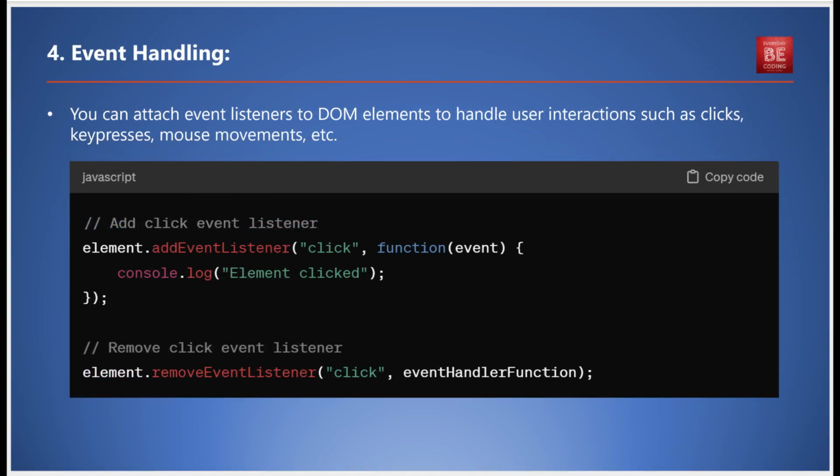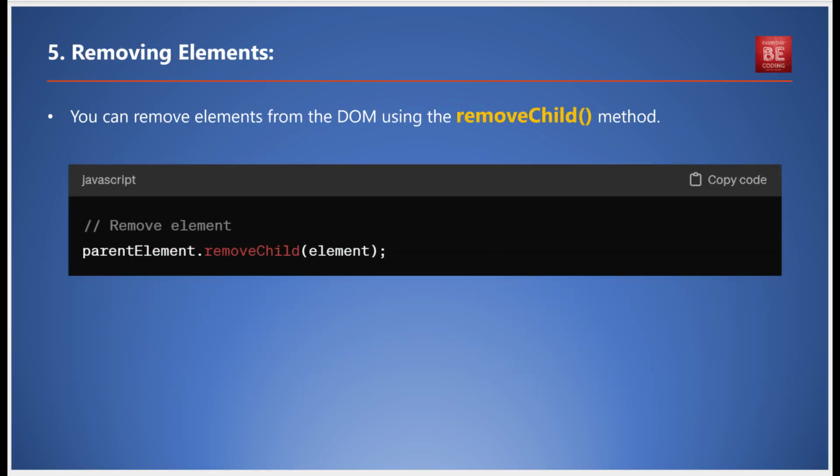Event handling is another significant aspect of DOM manipulation. Event listeners can be attached to DOM elements to handle user interactions such as clicks, key presses, mouse movements, and more. Lastly, we have removing elements. Elements can be removed from the DOM using the removeChild method.